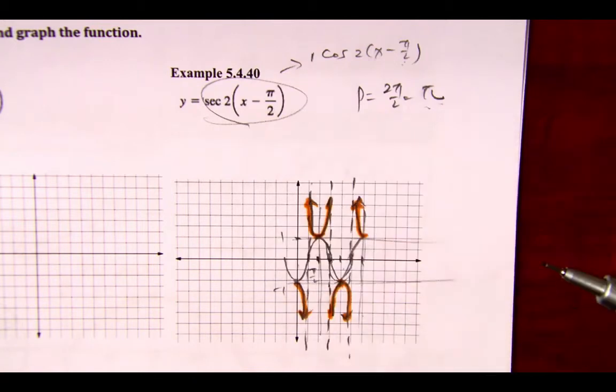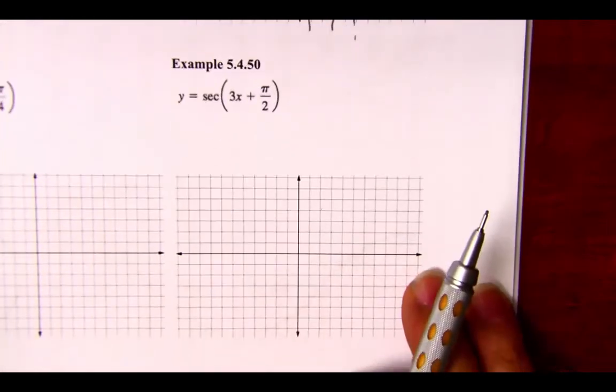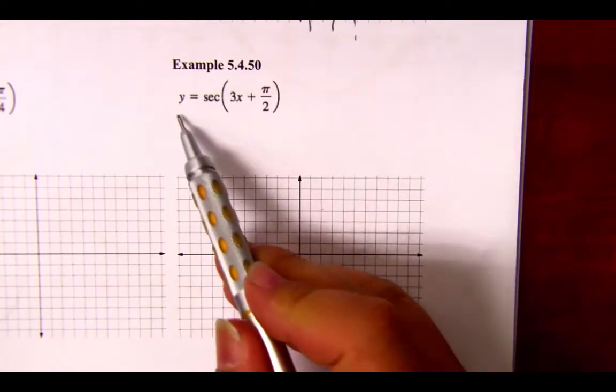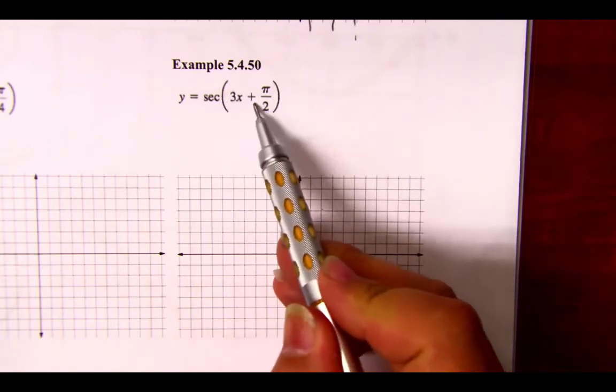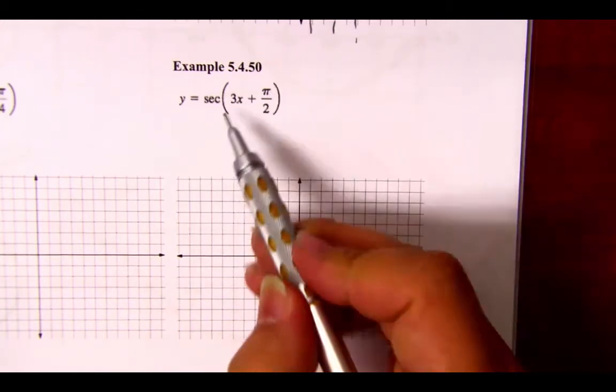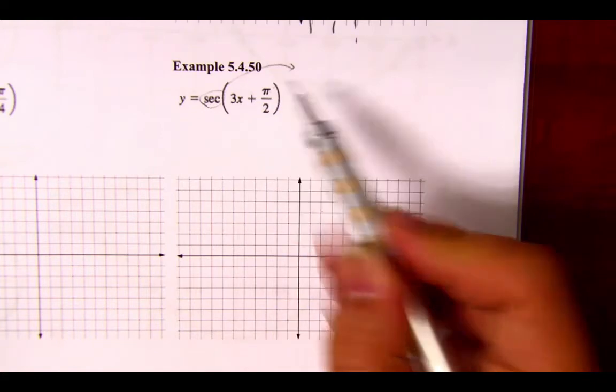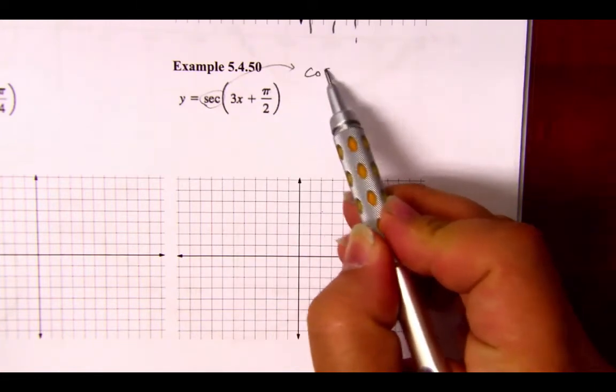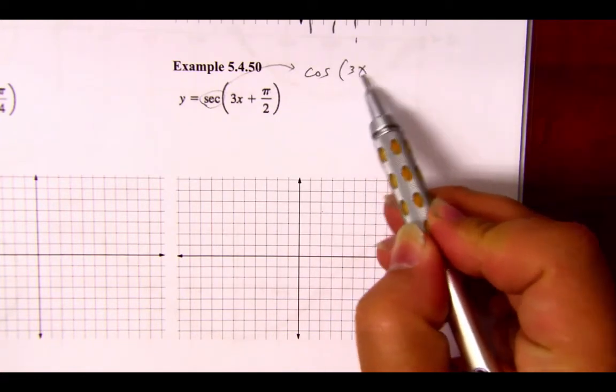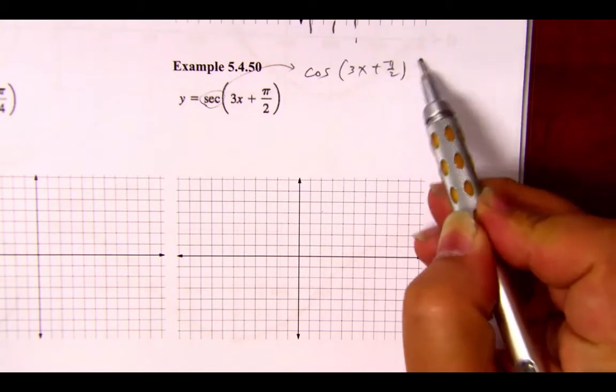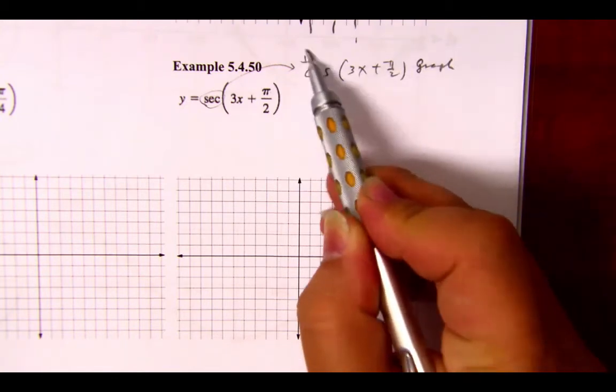This is what we did in class. So let me do something similar just for kicks. Okay, let's try 5.4.50, y equals secant of 3x plus pi over 2. As soon as you see secant, you say to yourself, I'm going to graph cosine of 3x plus pi over 2, graph this first.